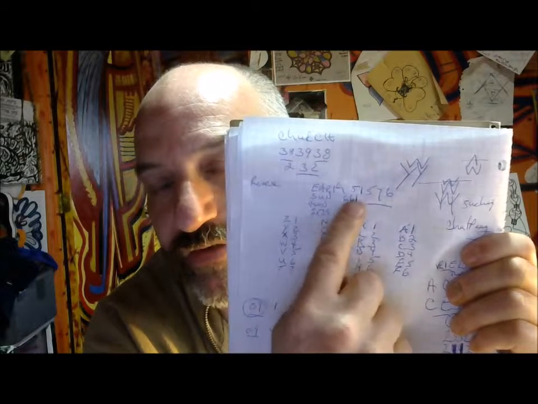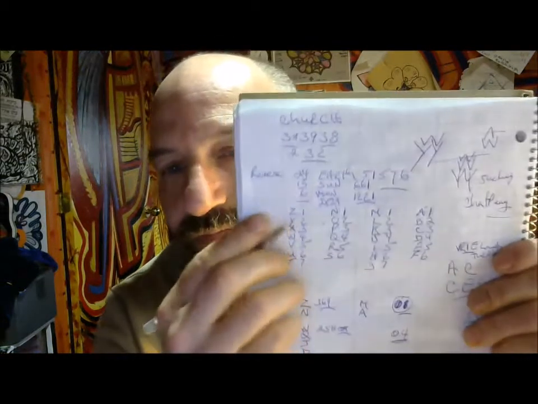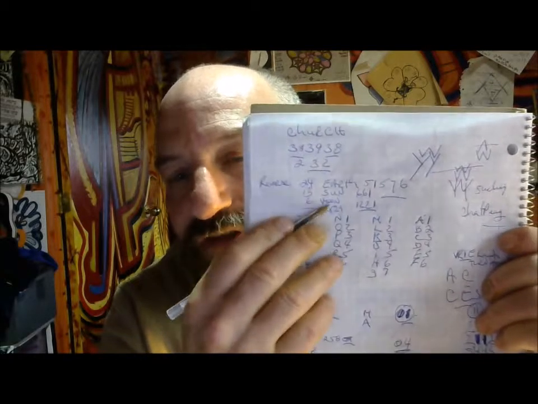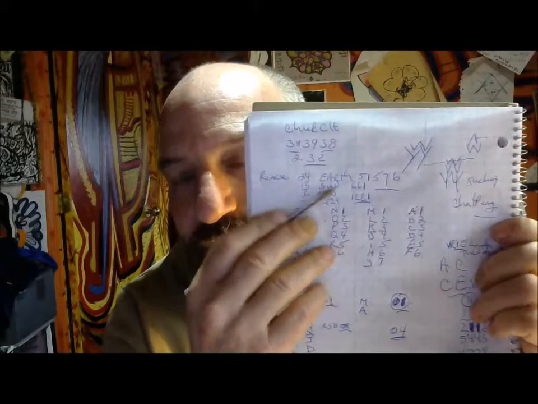Sun, 6, 6, 12, 13, 24, 13. The moon, 6, 24, 13, and 6. Now, what do we do? 3 times 6 will create 18. We must multiply all these by 3 to make everything fair. That's what brings everything fair.